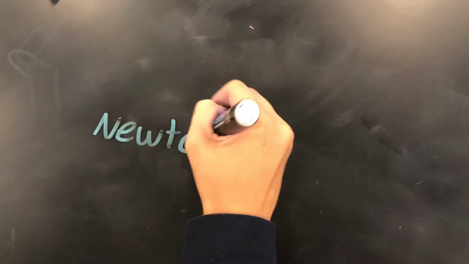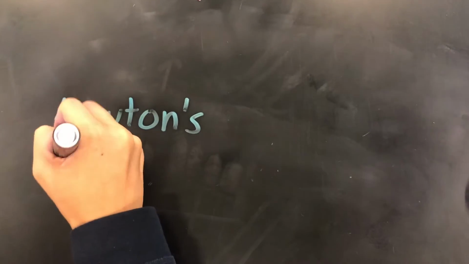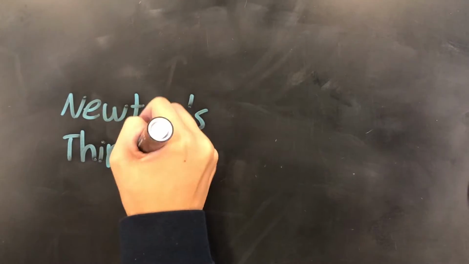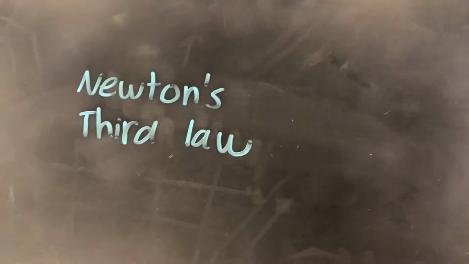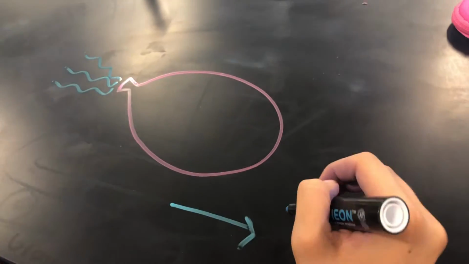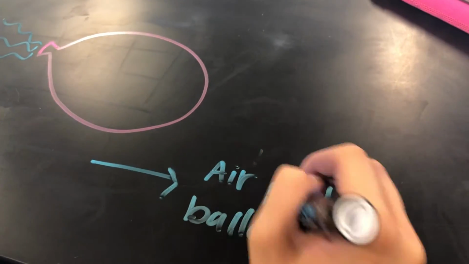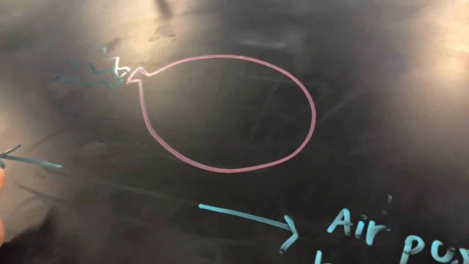Newton's third law states that when one object exerts a force on another object, the second object exerts on the first an equal force in the opposite direction. Action A on B, reaction B on A. An example would be when a balloon is being deflated, because when the balloon deflates, the air is pushed out of the back of the balloon. Meanwhile, the balloon is also being pushed forward. Balloon pushes up as the air pushes down.